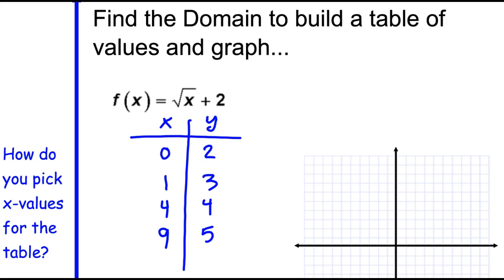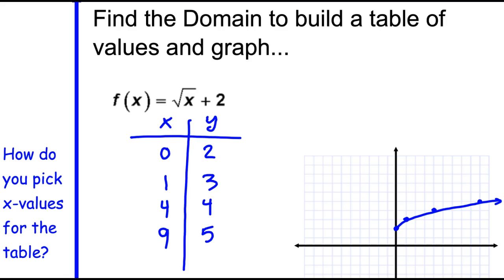Okay, so if we plot those points, we'll have 0, 2. The smartboard seemed to have calibrated itself. It's now back to normal. 0, 2, knock on wood. Behind there it is. 1, 3, 4, 4, and 9, 5. So there we go. Now we've got a little curve. It's kind of like a tipped over parabola, only half of it.